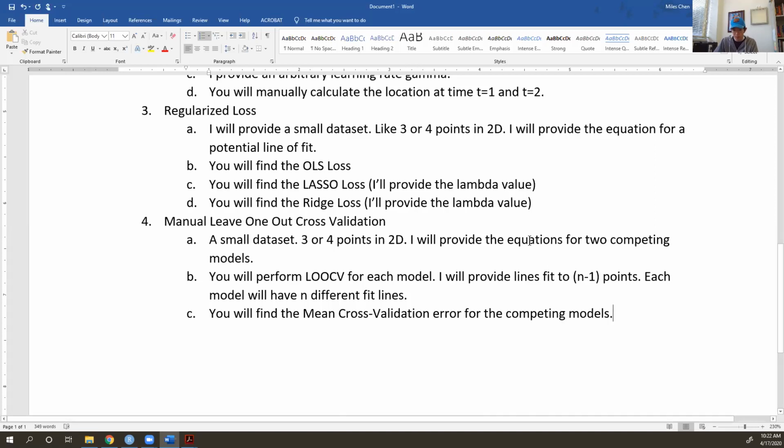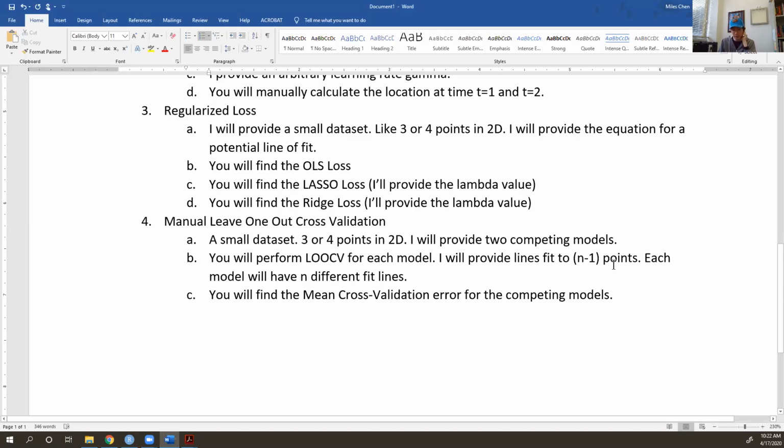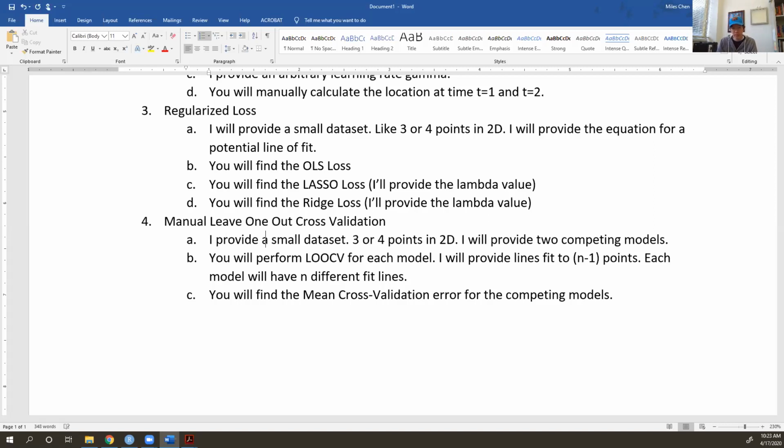This is probably better stated this way, and I'll post this document. I provide a small data set, 3 or 4 points in 2D, and 2 competing models. You're going to perform leave one out cross-validation for each model. I will provide the lines fit to n minus 1 points, so each will have n different fit lines, and you're going to provide the mean cross-validation error for the competing models.